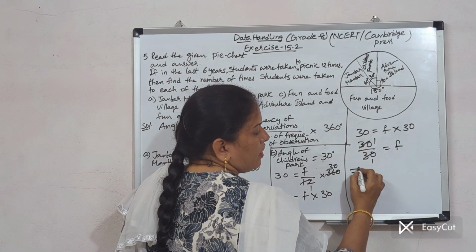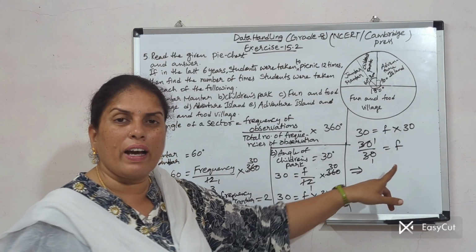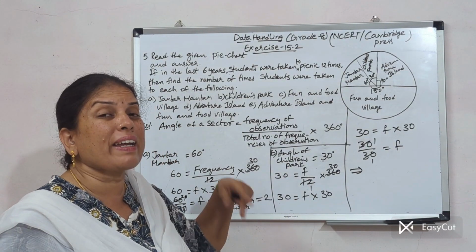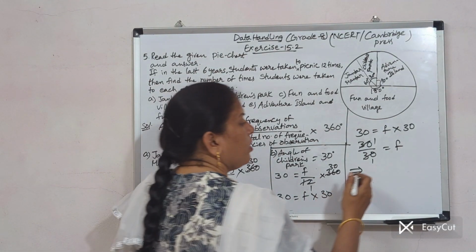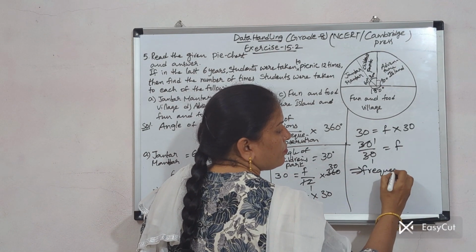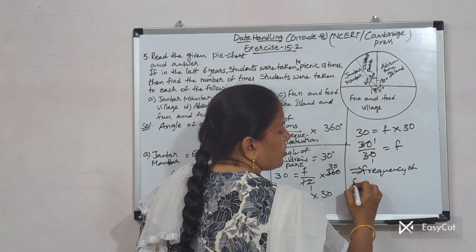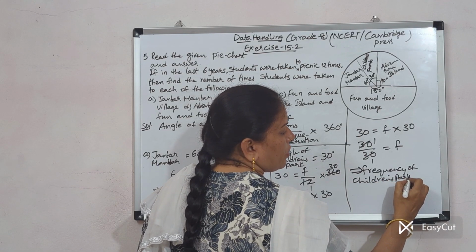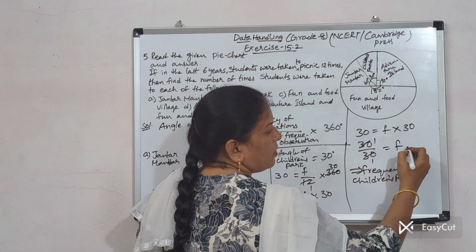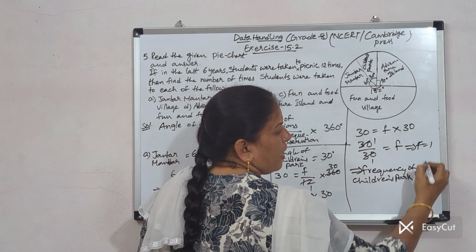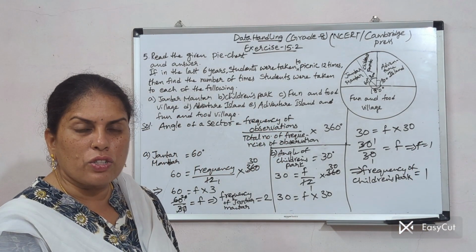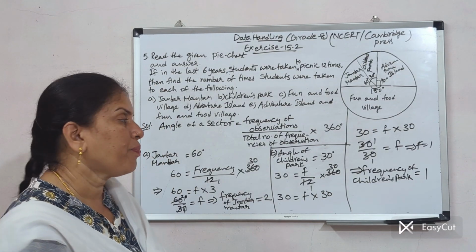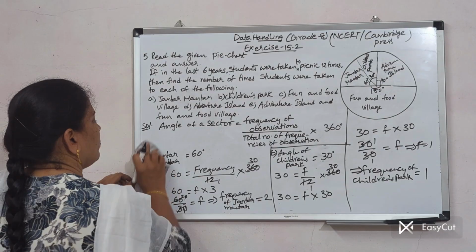3 ones, 3 ones. Implies F is what here? Frequency of what? Children's park. How many times they visited children's park? Frequency of children's park is equal to, how many times they visited, ma? F is equal to 1. 1 time. All of you understood? How many times they visited children's park? Only 1 time. Okay.